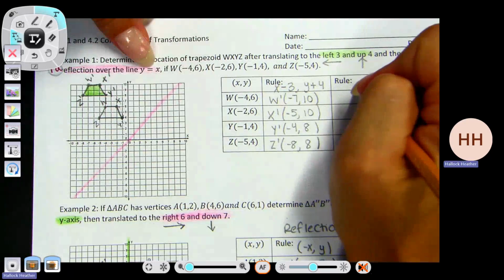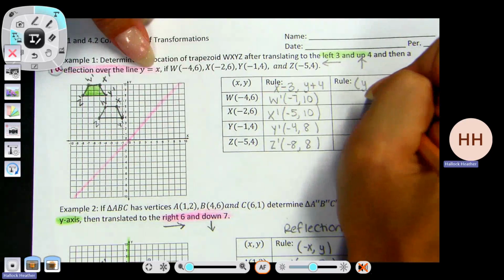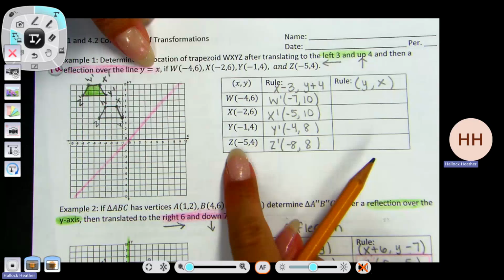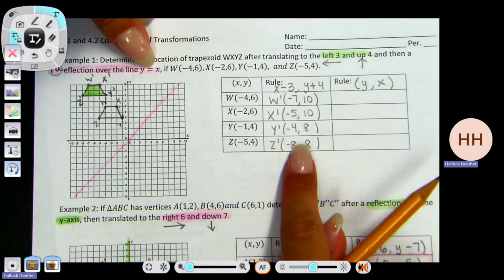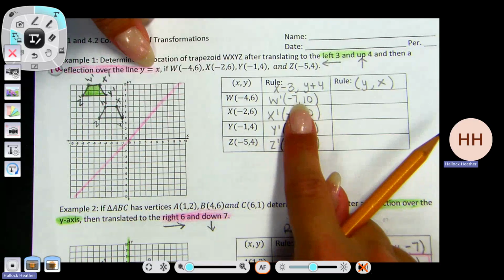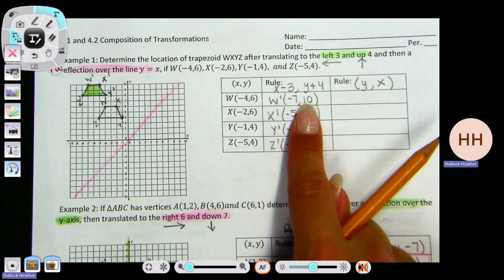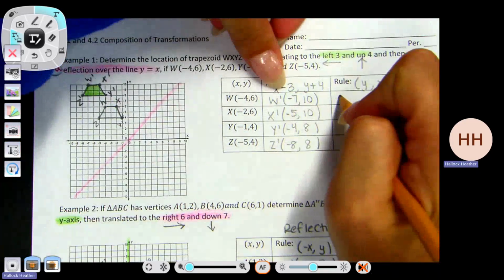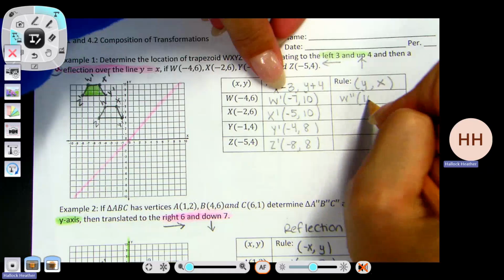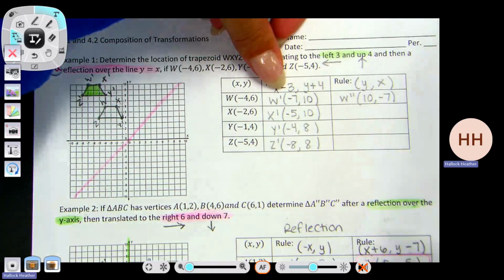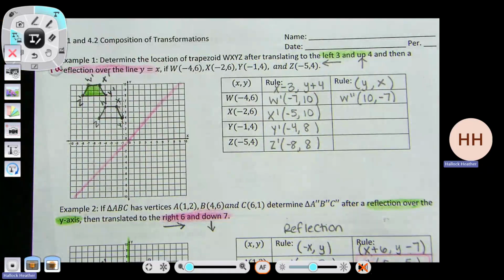You just flip them. So y equals x is just (y, x). We're not using the original points. We're using the points we just made. So if W was -7, 10, and all I'm doing is flipping it, what is it now? 10, -7. So all you're doing is flipping it. So take a second, flip all of your points. Just flipping it. If it's negative, it stays negative, it just flips.